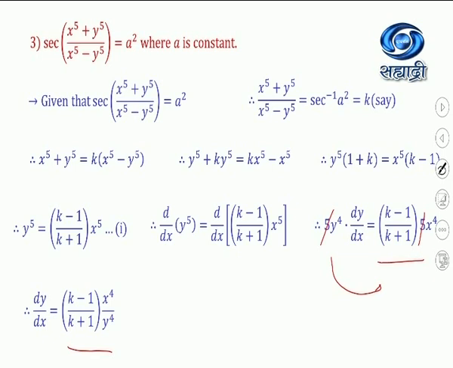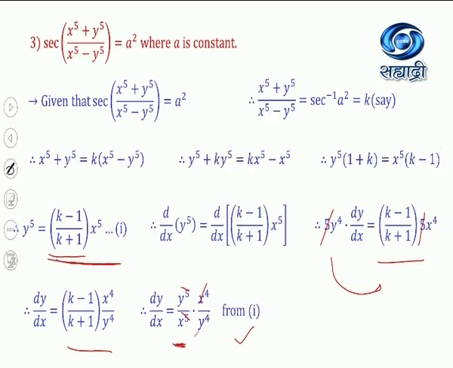But in equation 1, we are given this. And from equation 1, you can find the value of this bracket as y raised to 5 upon x raised to 5. And we will put here the value of the bracket as y raised to 5 upon x raised to 5. I write the reason here. And now x raised to 4 get cancelled. y raised to 5, y raised to 4 get cancelled.